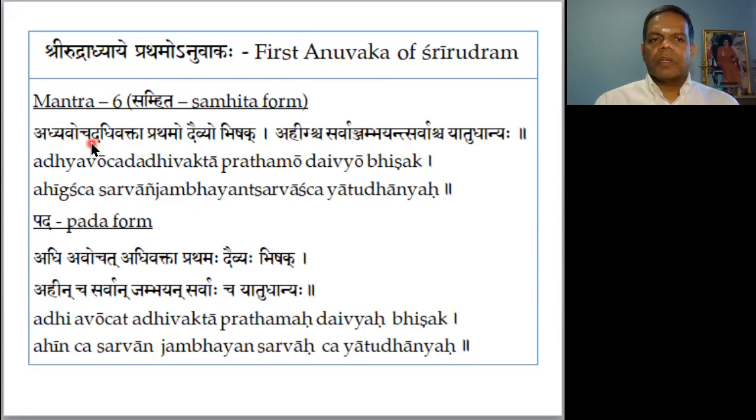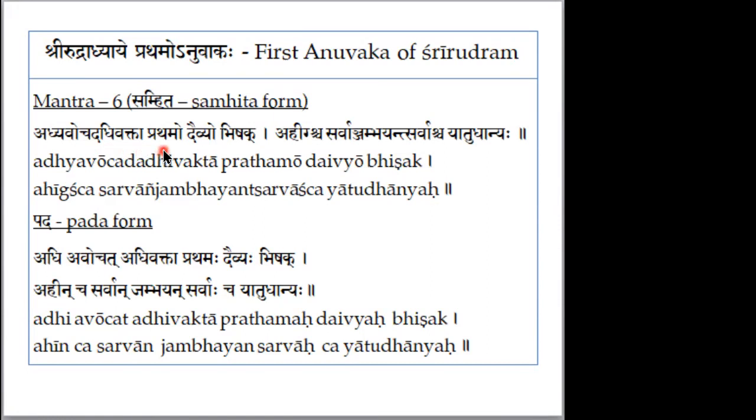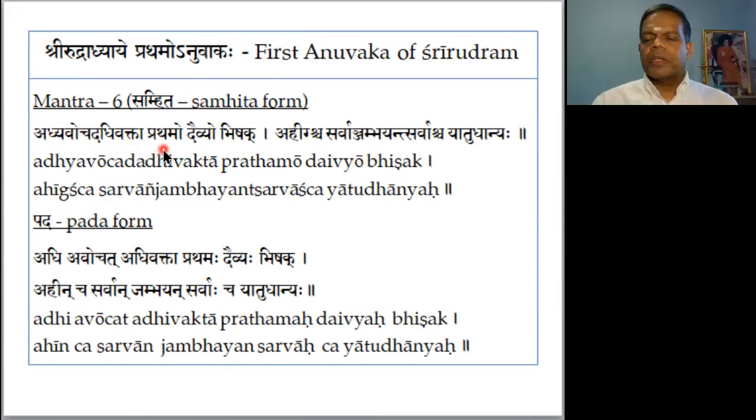This is 'adhivakta'. 'Prathamo'. This is the second letter in the Tavarga, so it has to be aspirated. 'Tha', okay. 'Prathamo', 'daivyo', 'bhi'. This is the fourth letter in the Pavarga. 'Bhi', and this is the 'sh', which is with the tongue pointing upwards. It's a cerebral tongue position. So 'sh', 'bhishak'. Okay.